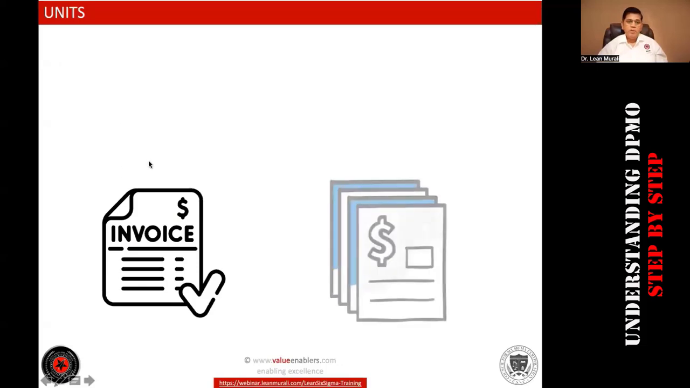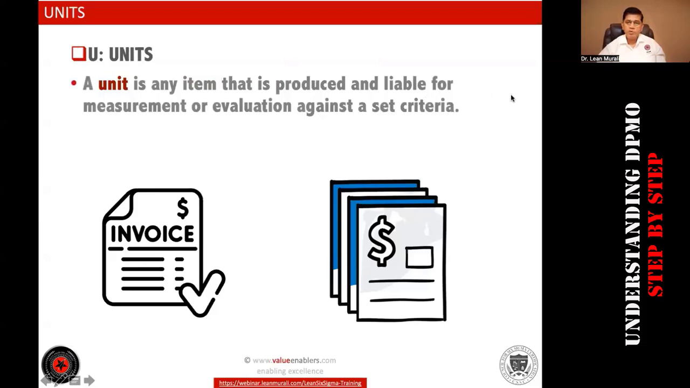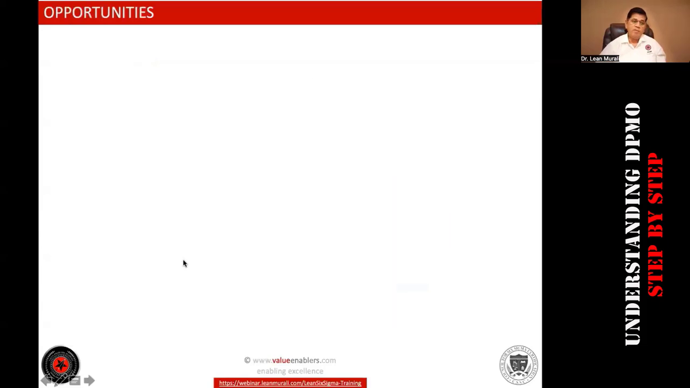Now units. I've told you there is an invoice. Now this is the invoice. How many of you can see the invoice on the screen? A unit is any item that is produced or liable for measurement or evaluation against certain criteria. In this case, the unit is the invoice. We are going to check whether this invoice is all correct or whether some incorrect entries are there in the invoice. So each invoice is 1 unit, number 1.